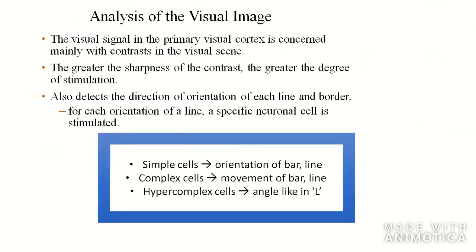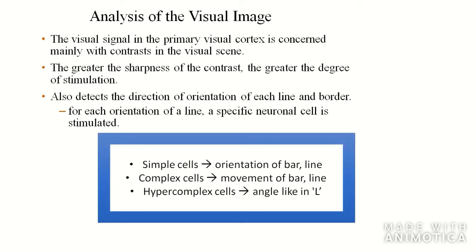Now finally, when the analysis of the visual image occurs, there are mainly three types of cells: simple cells, complex cells and hypercomplex cells. Simple cells detect the orientation of bar and line. Complex cells are responsible for the movement of bar and line, and hypercomplex cells detect angle like L. Now these simple cells will project to complex cells and the complex cells to hypercomplex cells.